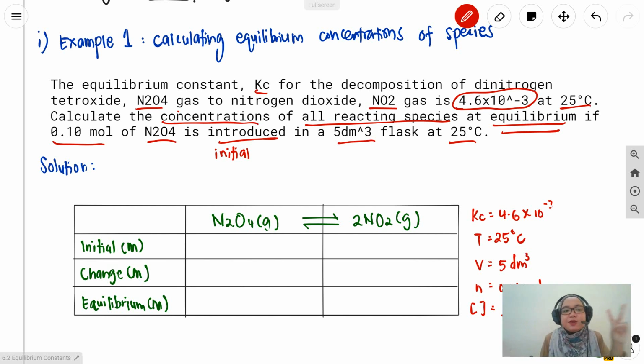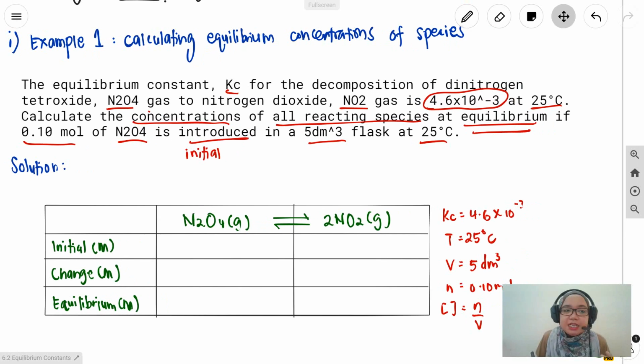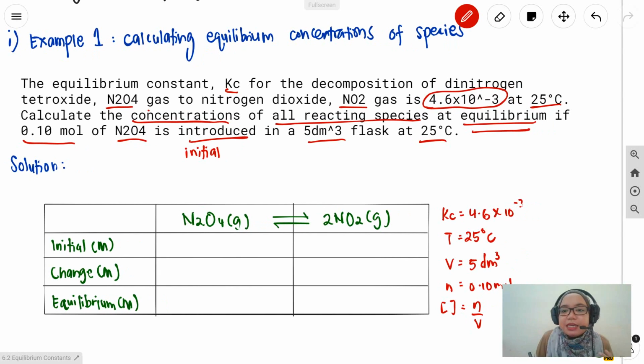And then the second step you need to do is extract all the information from the passage to the side of the table, beside the table, so that you can see it clearly. For example, Kc is 4.6 times 10 to the power of negative 3. And then the temperature is 25 degrees Celsius, both at equilibrium and initial.